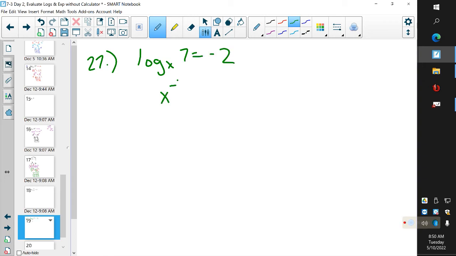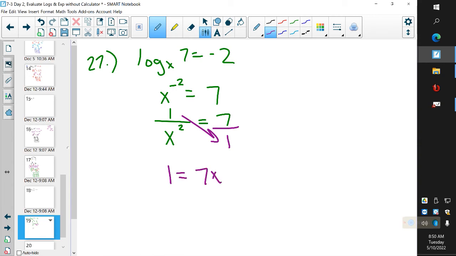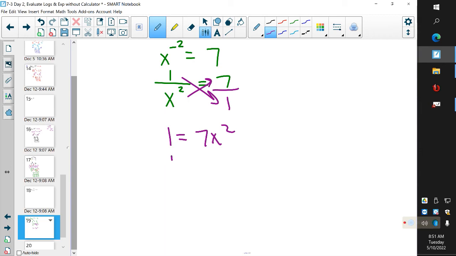So this is going to be x to the negative 2 is equal to 7. So I'm going to put this over. Should I stay or should I go? Put the 7 over 1 and cross multiply. 1 is equal to 7x squared. How do I get rid of the 7? Divide. How do I get rid of the power of 2? Take the square root of the top and the bottom. Square root of 1 is 1. And this is going to be x.